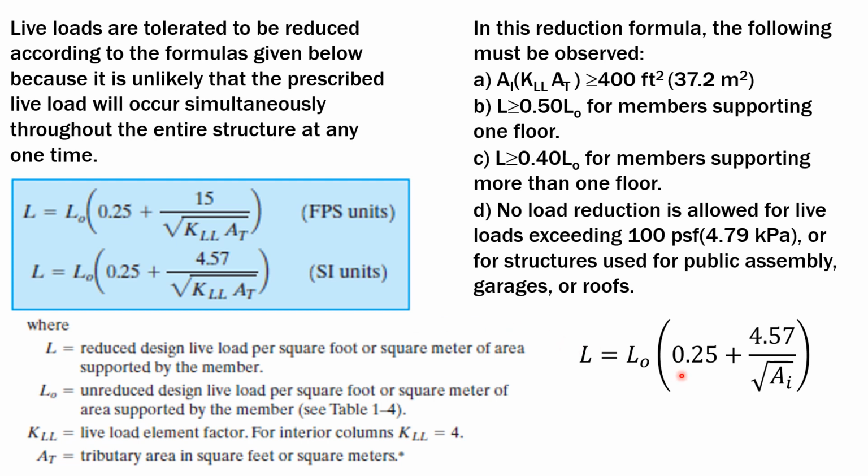So this is the formula for SI units. Then the square root of KLL times area AT is also equal to the square root of AI, the influence area. We define influence area on the next slide.